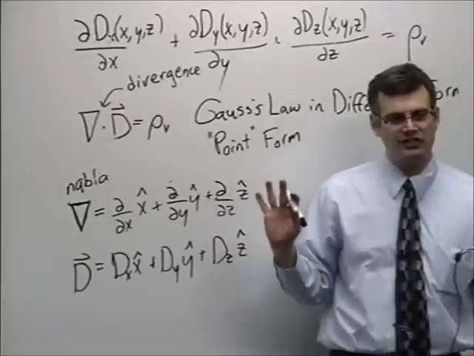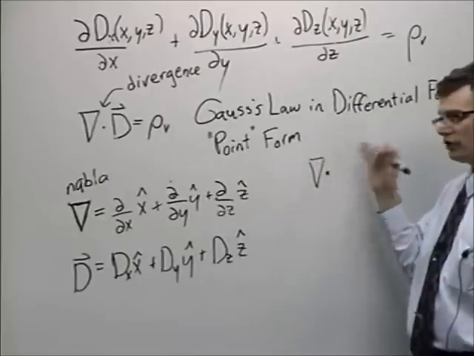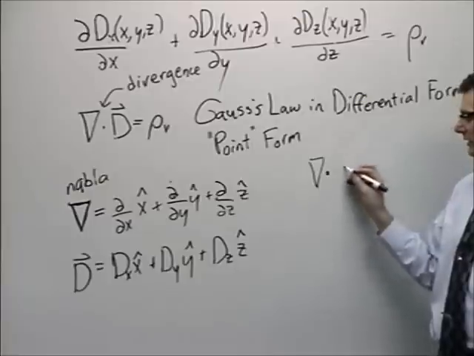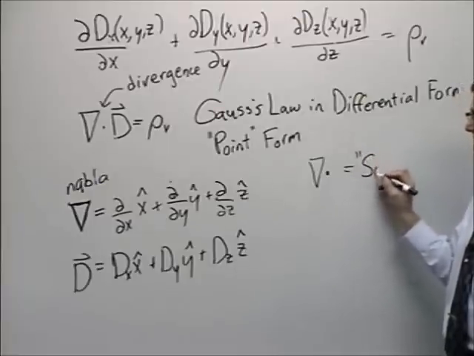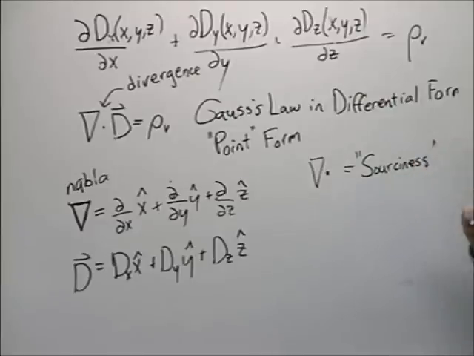What does divergence mean? The divergence of a vector field, of any vector field, just mathematically speaking, is equal to the vector's sourciness. How sourcey is your field? What do I mean by that? Well, remember, sources make fields. Fields start and stop on sources. They start on positive sources and they end on negative sources.